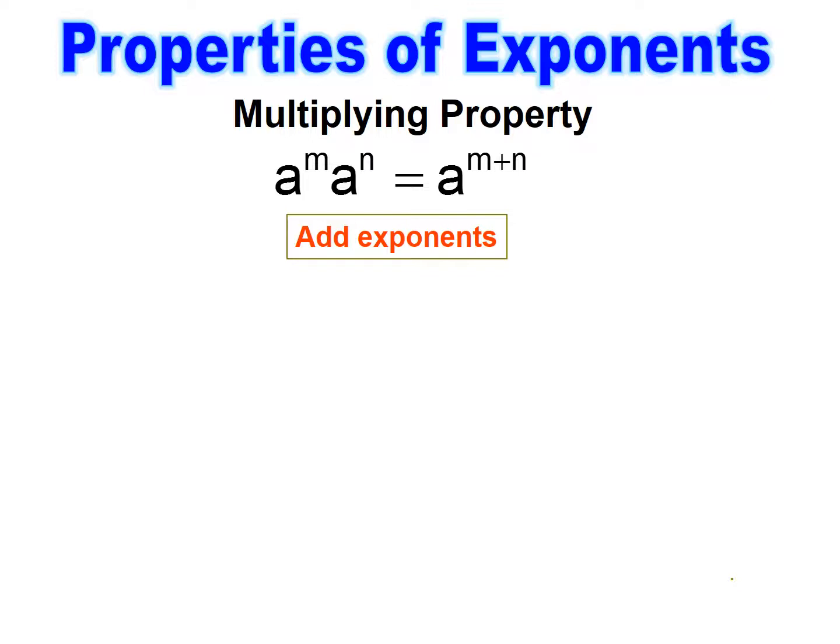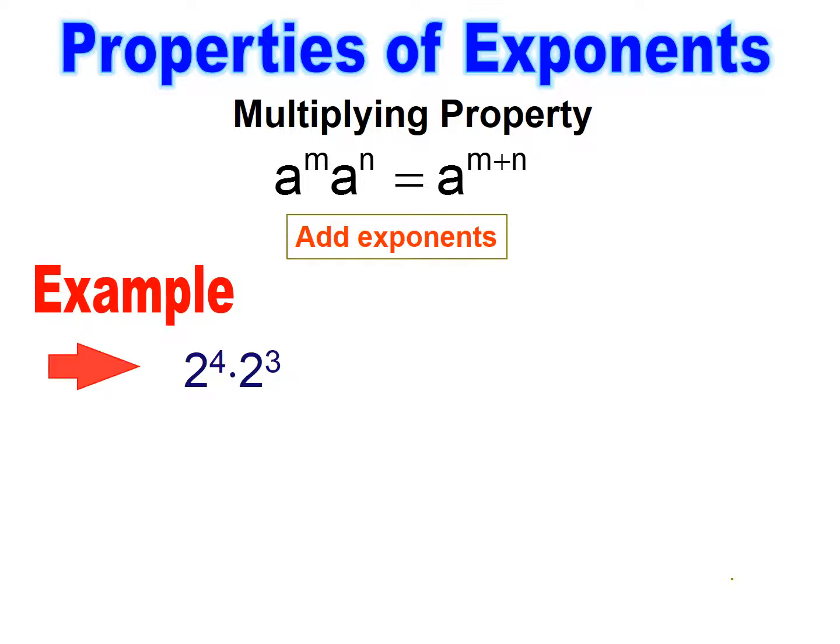So the next property is the multiplication property. And what it states is, if you are multiplying like bases together, in order to simplify, you add the exponents. Here's an example. I have 2 to the 4th power times 2 to the 3rd power. They are like bases. The base is 2. To simplify here, I would need to add the exponents, and I end up with 2 to the 7th power.